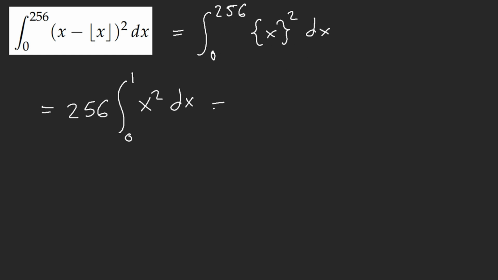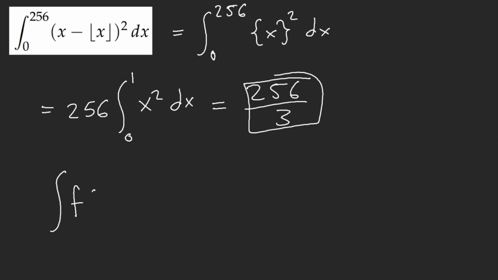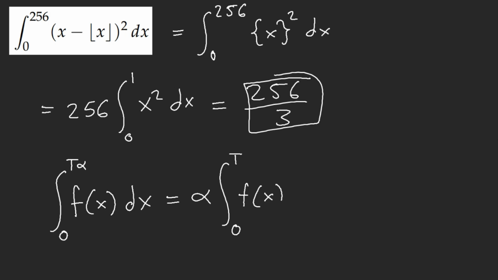So thanks to the periodic property, our answer is simply 256 divided by 3. Again, if a function is periodic at t and you're integrating a periodic function from 0 to t times alpha, whatever this coefficient number is, then this is equal to alpha times the integral from 0 to t of f of x, the periodic function. This is the periodic rule.